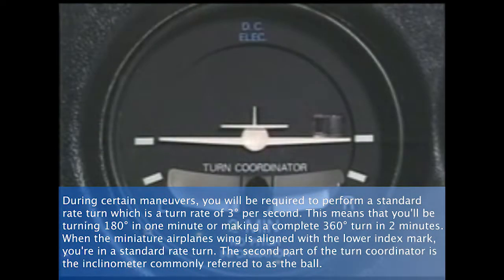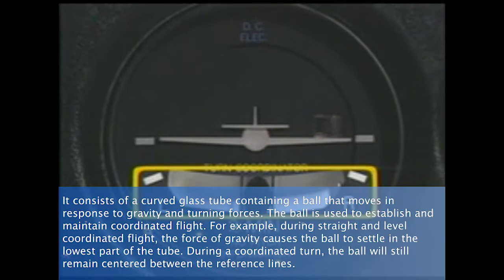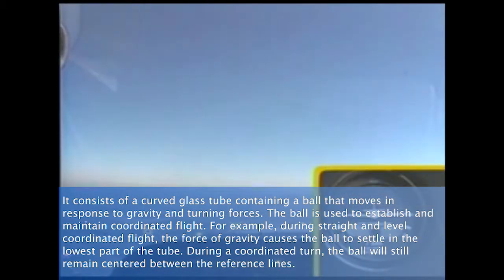The second part of the turn coordinator is the inclinometer, commonly referred to as the ball. It consists of a curved glass tube containing a ball that moves in response to gravity and turning forces. The ball is used to establish and maintain coordinated flight. For example, during straight and level coordinated flight, the force of gravity causes the ball to settle in the lowest part of the tube. During a coordinated turn, the ball will still remain centered between the reference lines.